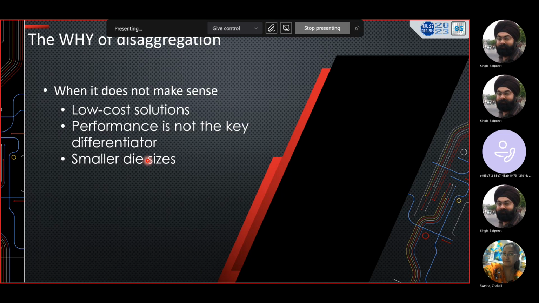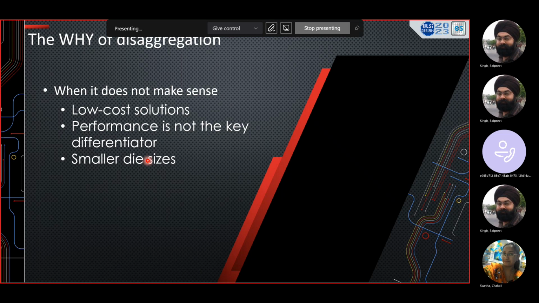The other thing is performance being a key differentiator. We talked about key technology, for example the core or the graphics we want to put in the latest and greatest technology. Let's say your product or solution is not the one that's going to cater to the high-end, highest performance market. Probably you might want to weigh the pros and cons and decide whether a disaggregated solution or a monolithic solution works best for you.